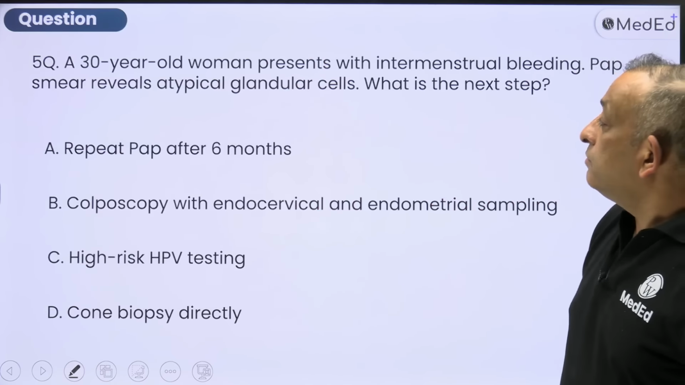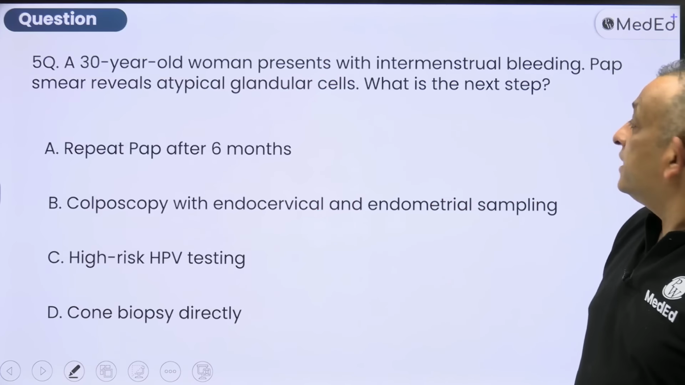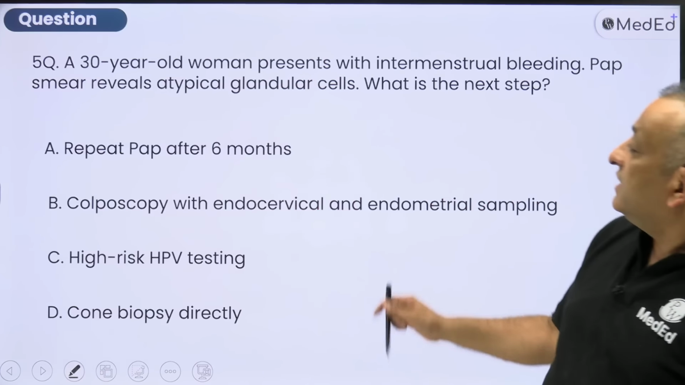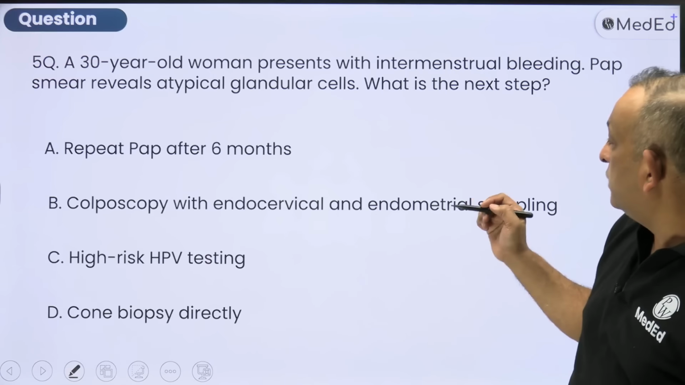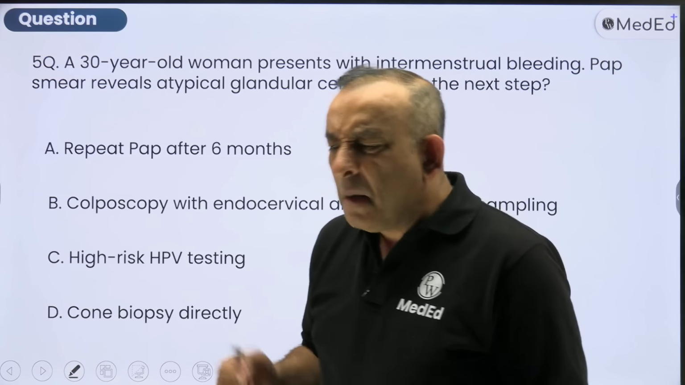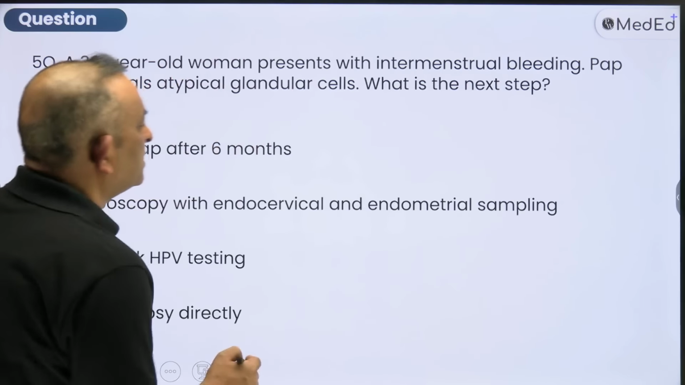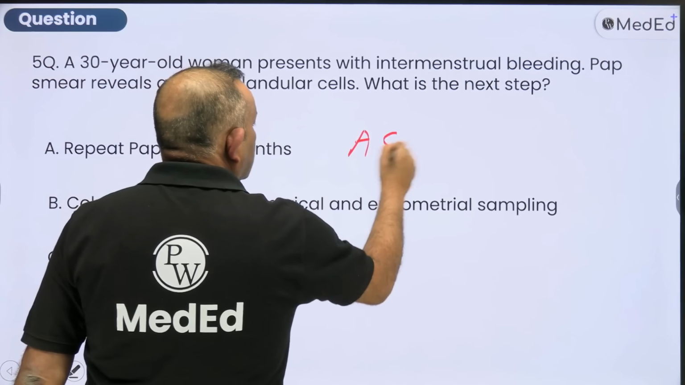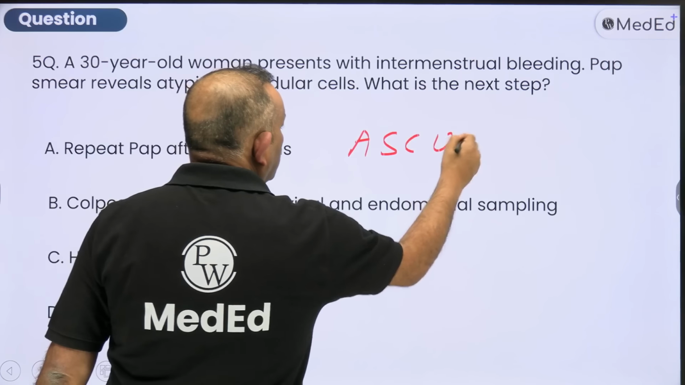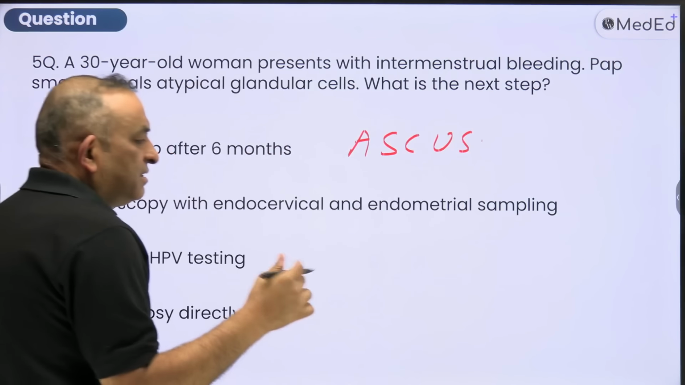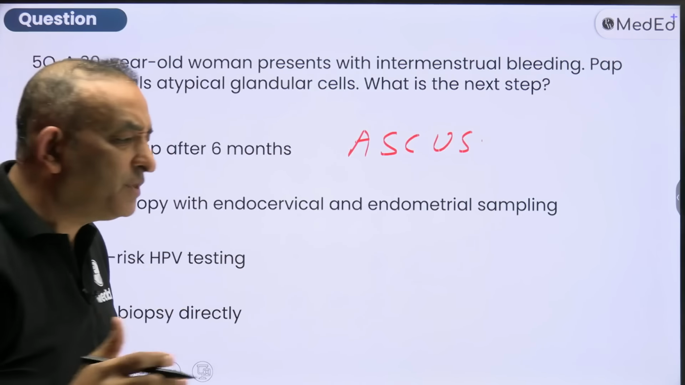A 30-year-old woman presents with intermenstrual bleeding. Pap smear reveals atypical glandular cells. What is the next step? So many times in your pap smear reports, you see something like atypical squamous cells of unknown significance. So yes, we are not worried about it too much, but we don't ignore it.